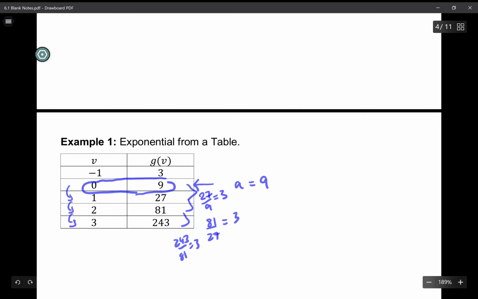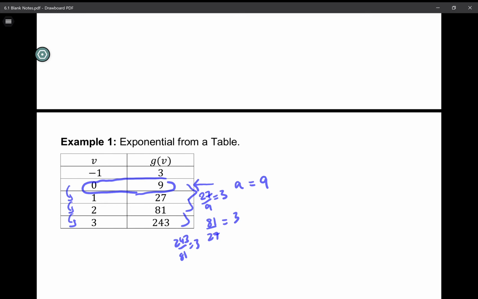I triple my output. So what does that mean? It means it's not a linear function, because a linear function goes up by the same amount. 27 minus 9 is 18, and 81 minus 27 is 50 something, certainly not 18, right? And 243 minus 81, certainly not 18. So we're not going by a fixed amount each time, we're tripling each time, all right?